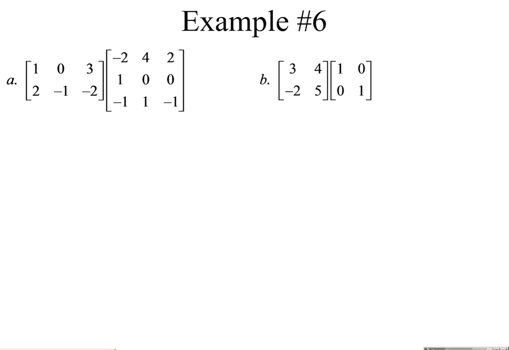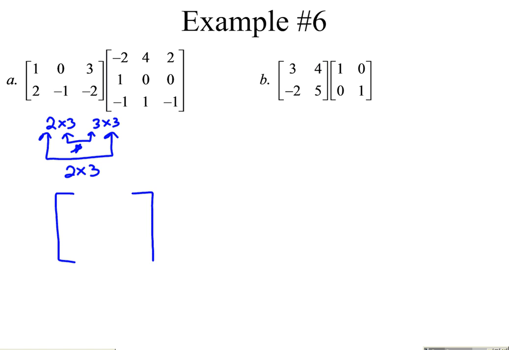Example 6, letter A. We have a 2 by 3 matrix times a 3 by 3 matrix. Middle numbers match, so we know right away that we can multiply them. And our product matrix is going to be a 2 by 3 matrix. So this time we're going to have 2 rows, and we're going to have 3 columns. 1, 2, 3, 1, 2, 3.